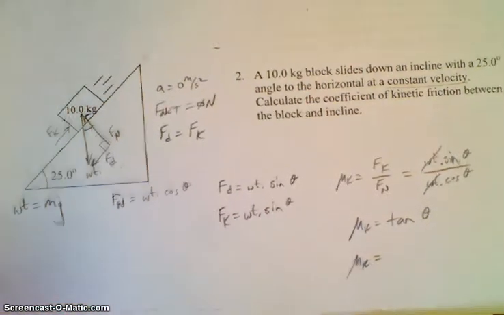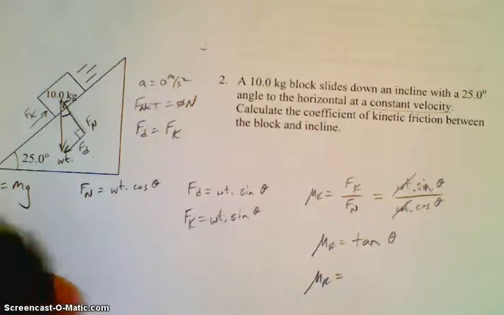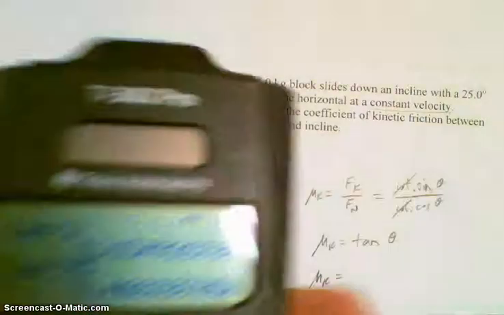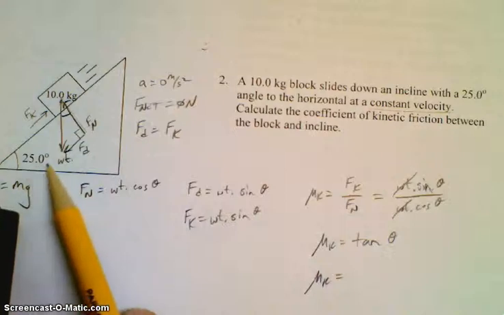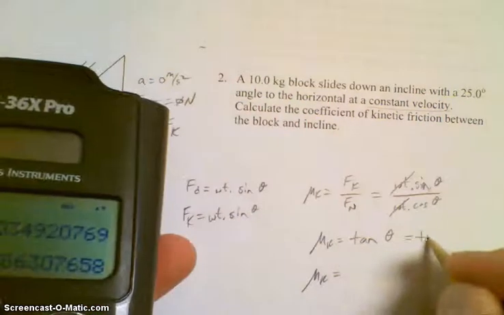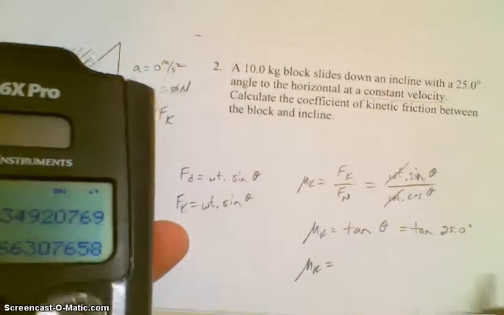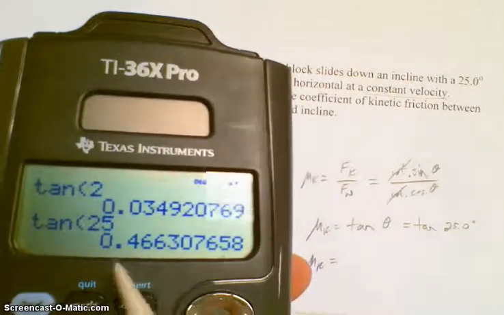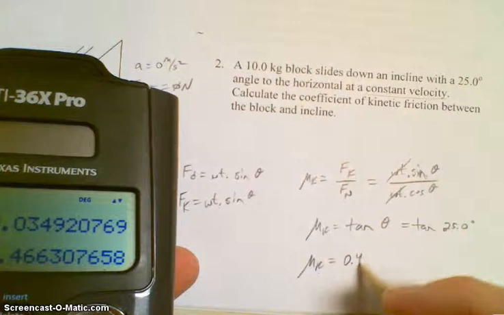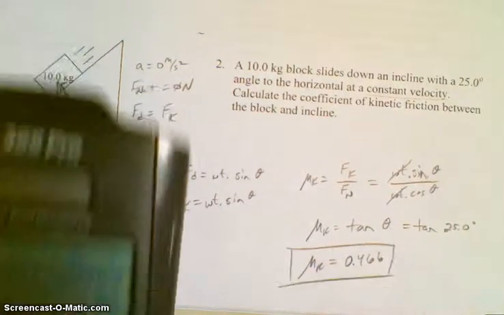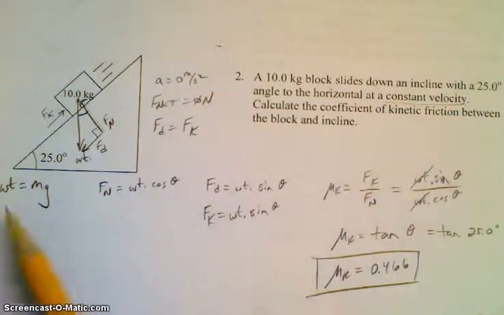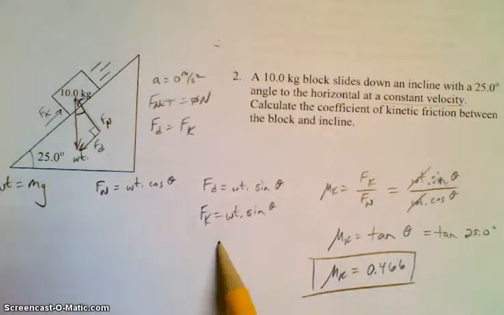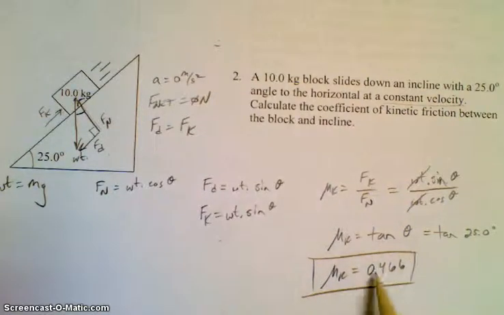And if I do this in my calculator, tangent 25, and I get a value of that right there. And because my angle is 3 significant digits, then my answer is going to be 3 significant digits. So I'm going to have 0.466. And again, that's the way through substitution that you would show that. Again, you could solve for the weight, solve for the normal force, solve for the kinetic friction, plug those two values in, and you get the same exact answer.